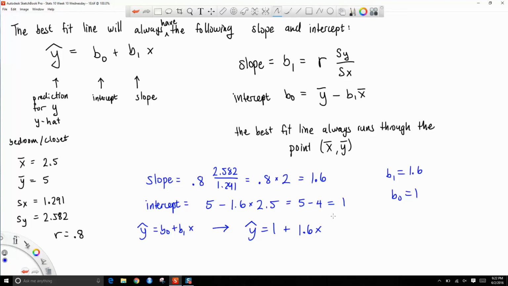Yes? And this works every time? It gives you the best fit line? This will give you the best fit line according to ordinary least squares.